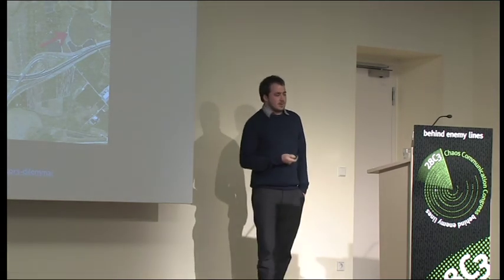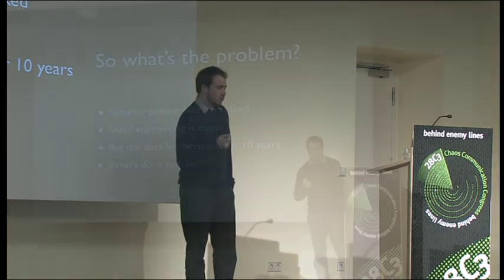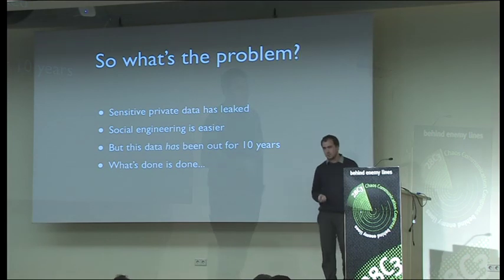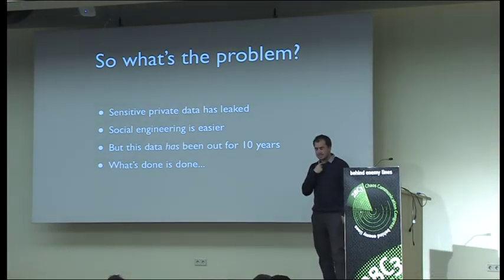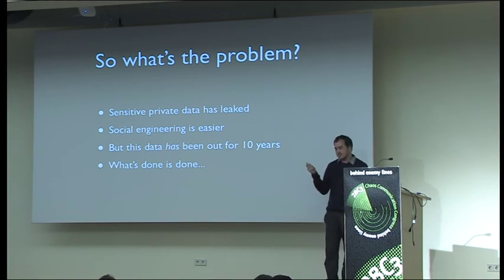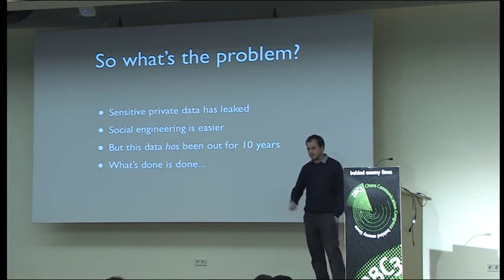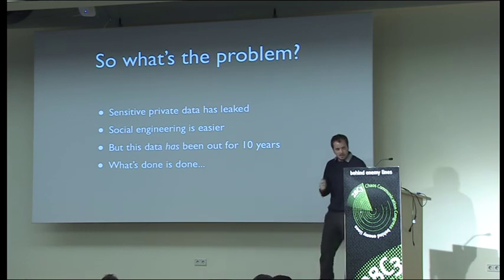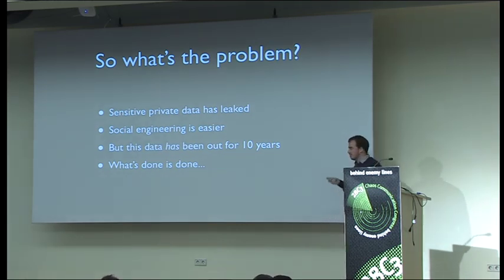So what is the problem with all this? Sensitive and private data has been leaked, and social engineering has obviously become much easier. And we know for a fact that in the past several years, this data has been used for various identity theft scams and other scams, mostly related to money. But this data actually has been out for 10 years, and how do we adapt to this situation?